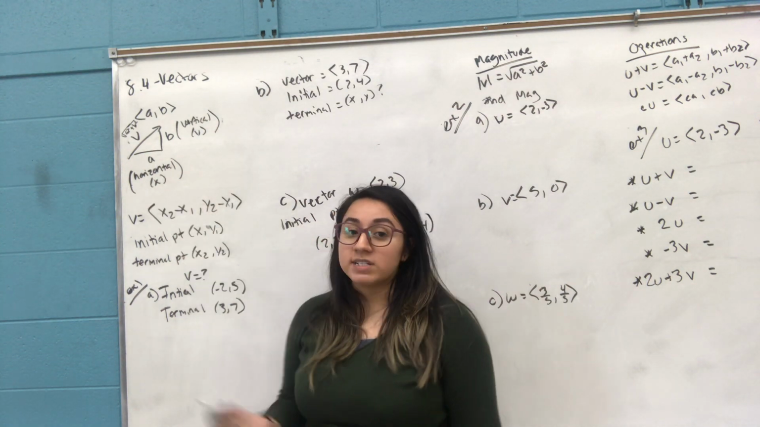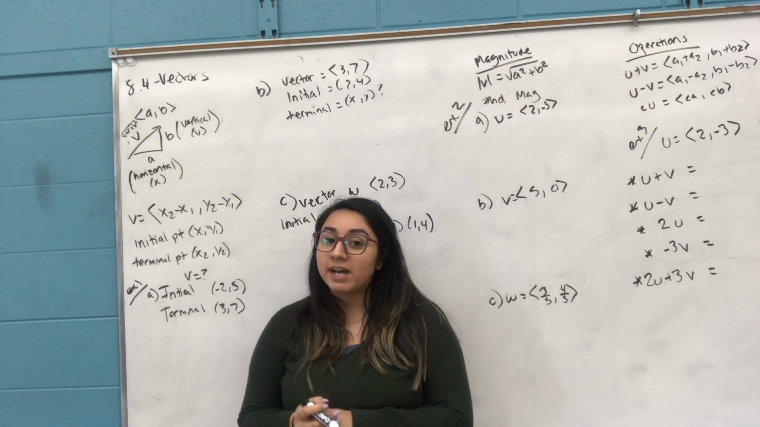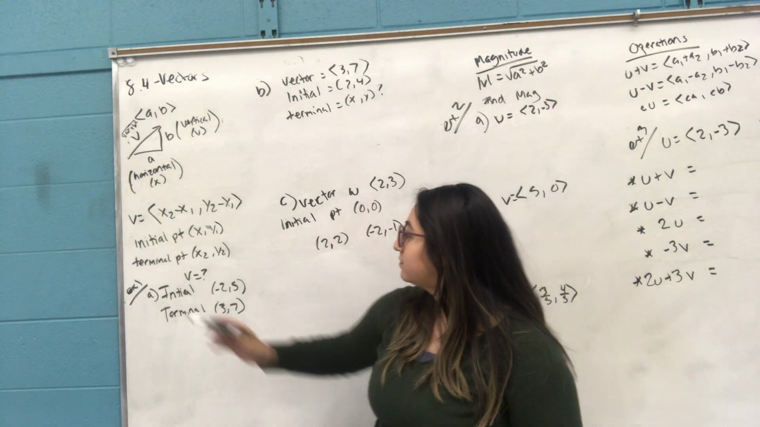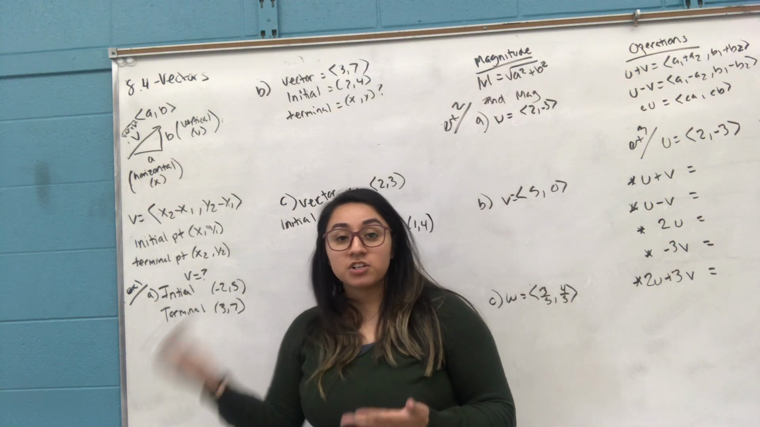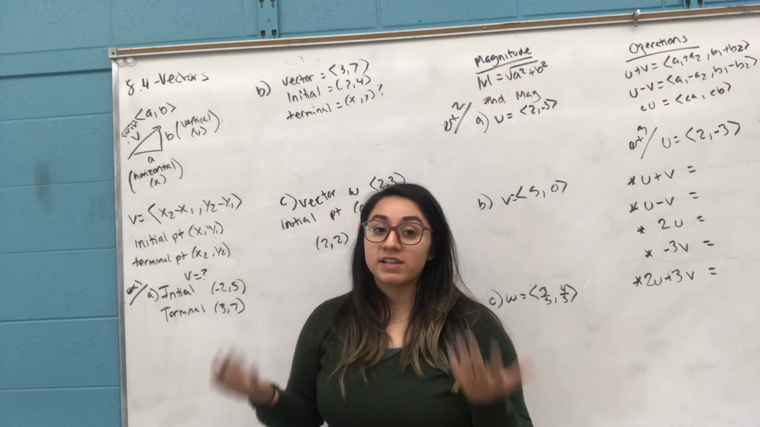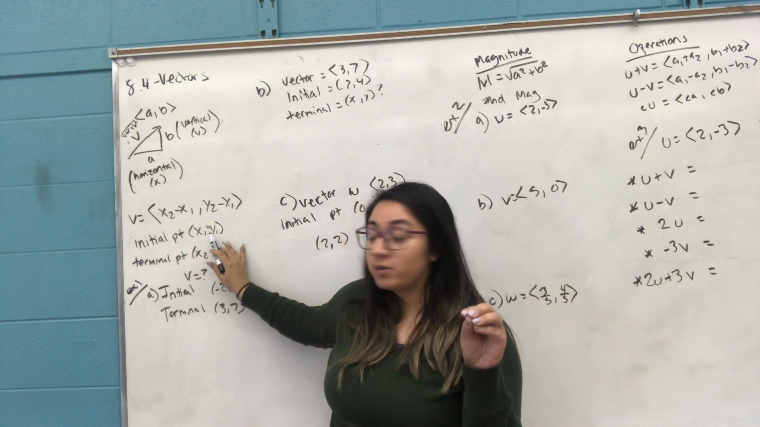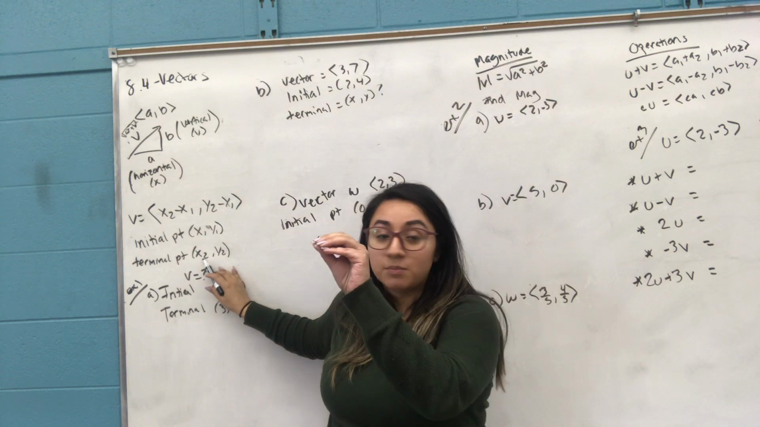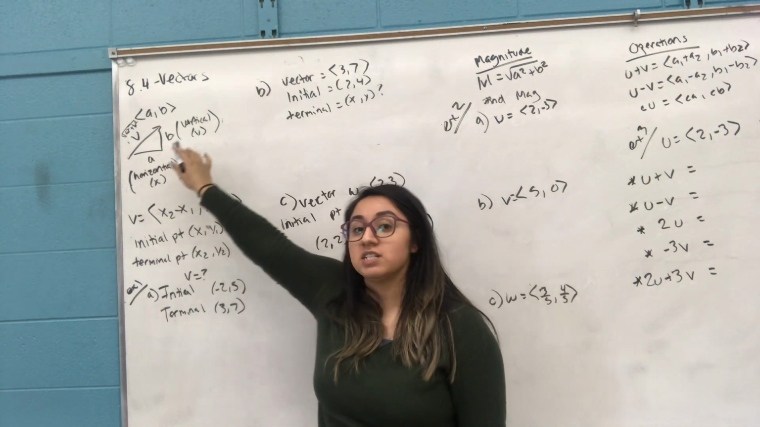a is considered horizontal, you'll see that as an x. b is vertical, you see that more as a y. We're dealing with all three of them. To find the vector from our initial point to our terminal point, we subtract the two. Your initial point is your starting point. Your terminal point is your ending point. You subtract the initial point from the terminal point, and then you end up with your vector.